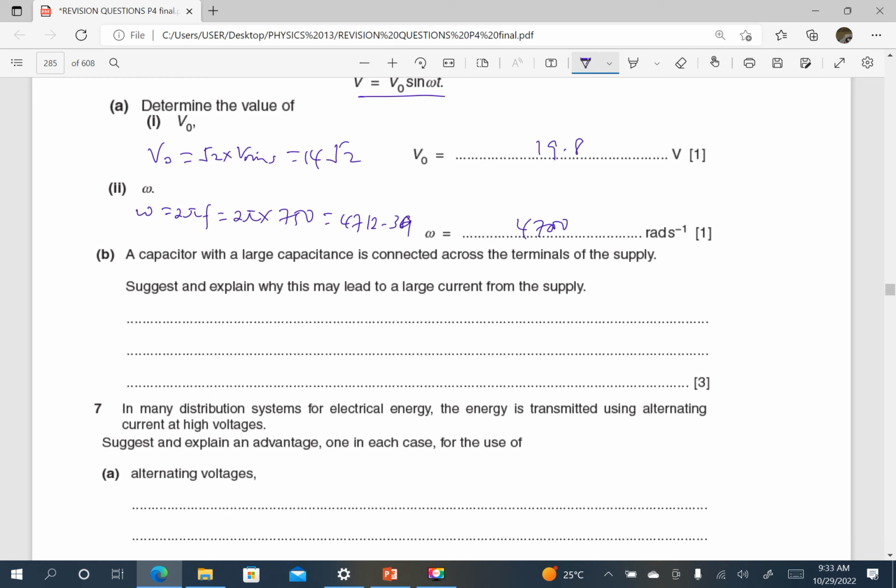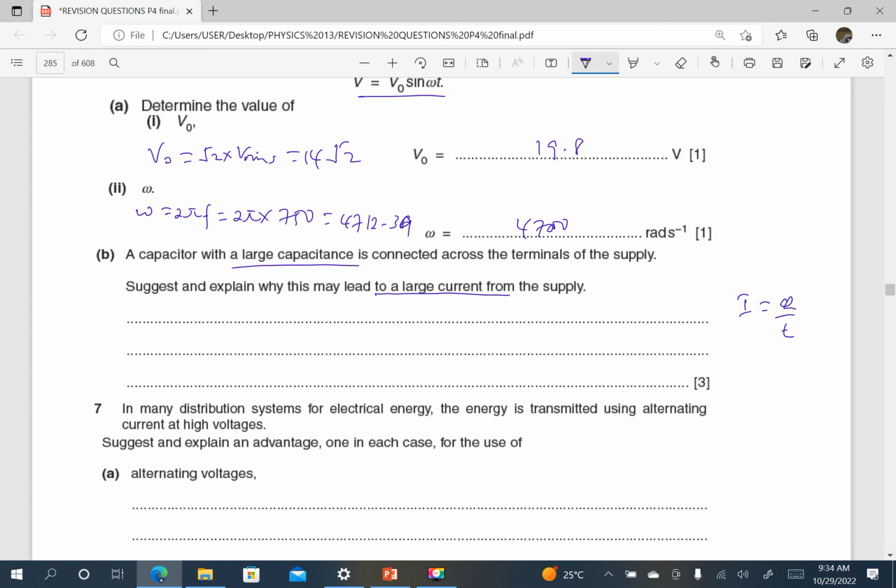A capacitor with a large capacitance is connected across the terminals of the supply. Suggest and explain why this may lead to a large current from the supply. So a large amount of charge is going to be required to charge this capacitor. And remember, current is the rate of flow of charge, that is Q over T.